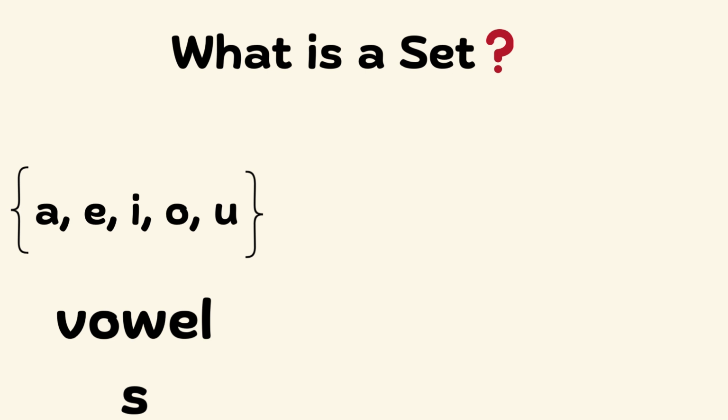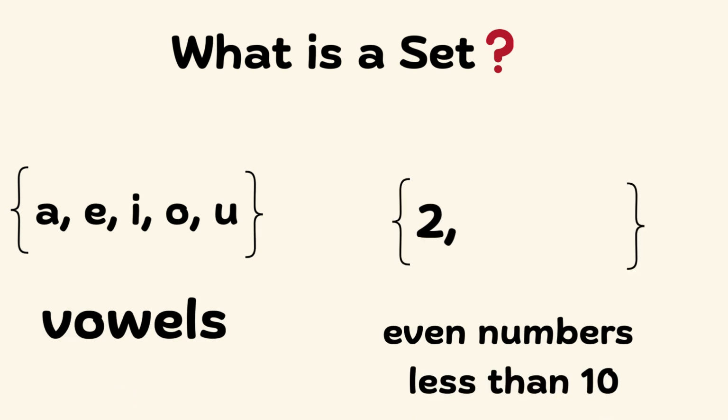In math, we also have a set of even numbers or a set of odd numbers or a set of prime numbers. So a set of even numbers less than 10, for example, would include 2, 4, 6, and 8. Remember we said distinct and well defined. So this is usually the key criteria for you to call something a set. It has to be distinct and well defined.